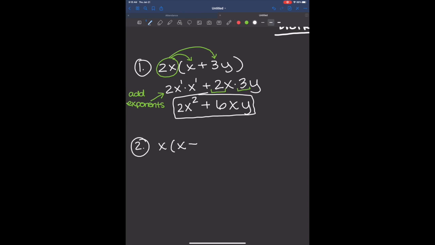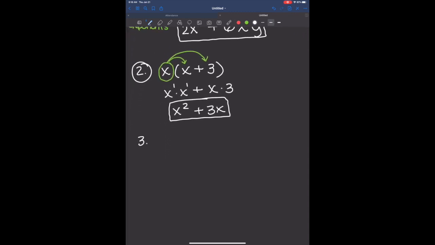For number 2, I have x times x plus 3. We're going to distribute the x. X times x is x squared, and x times 3 is just 3x. And we leave it like that. There's no equal sign, so we do not solve here.